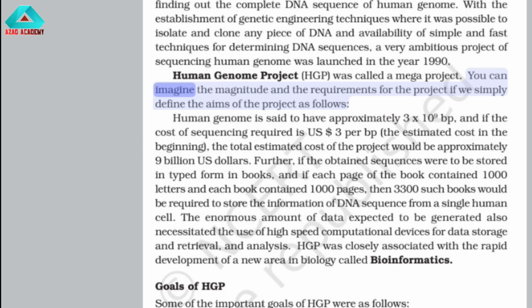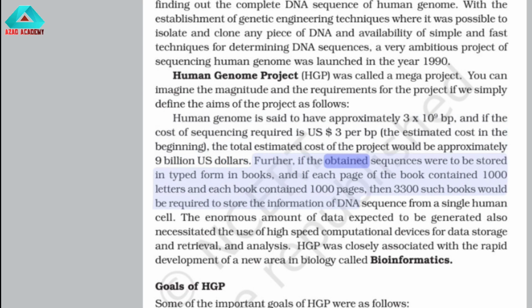You can imagine the magnitude and the requirements for the project if we simply define the aims of the project as follows. The human genome is said to have approximately 3 × 10⁹ base pairs, and if the cost of sequencing required is $3 per base pair, the total estimated cost of the project in the beginning would be approximately $9 billion.